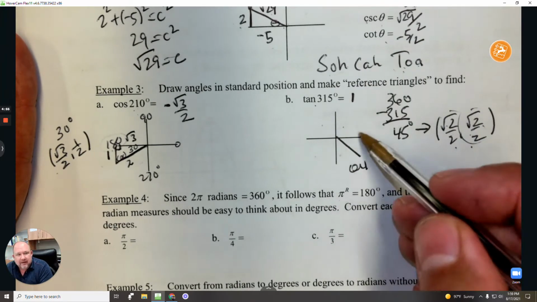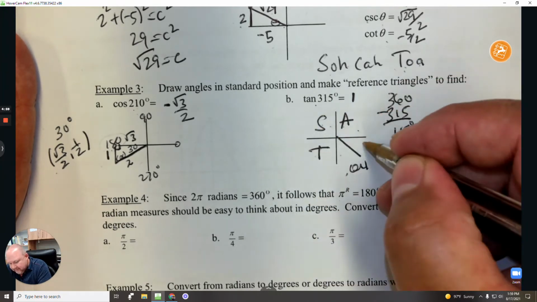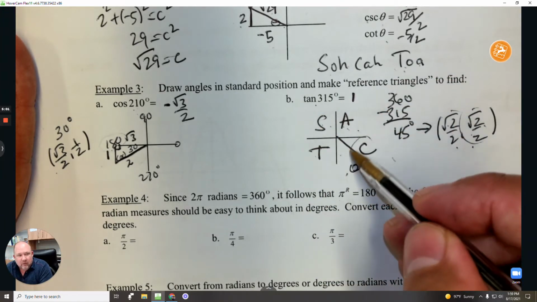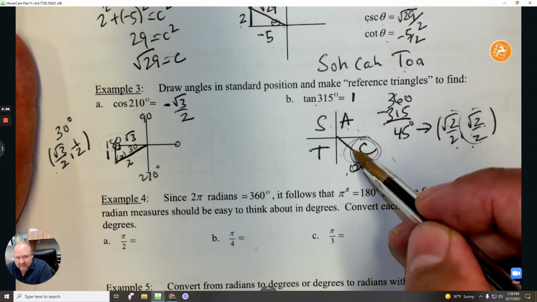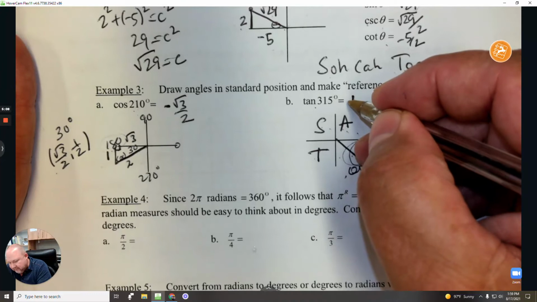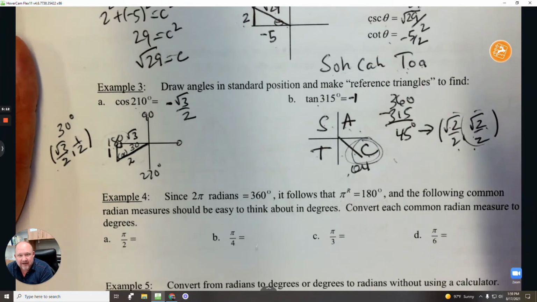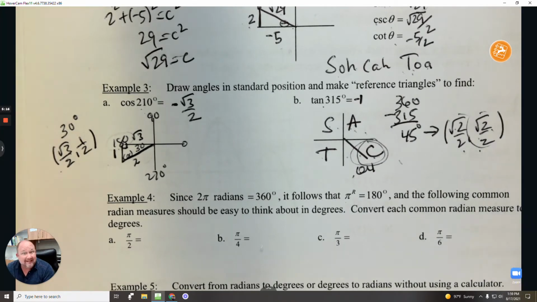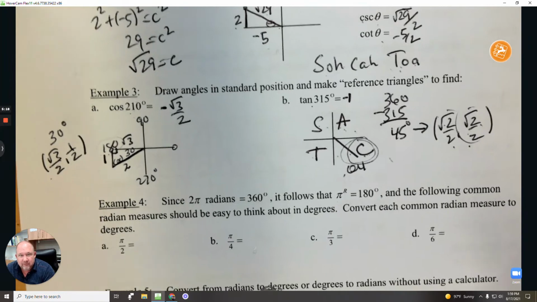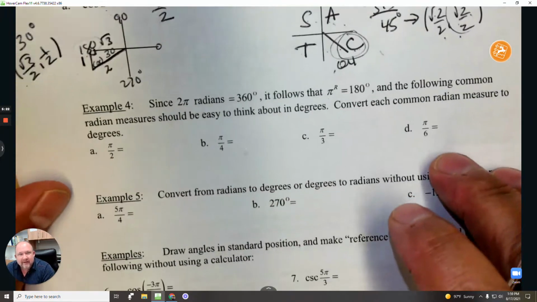But because we're in quadrant 4, if you remember this, All Students Take Calculus, in quadrant number 4, only cosine is positive. So tangent is negative there. So the value of tangent at 315 is -1. I know it's been a long time, right? I don't want to spend forever on old trigonometry. We need to get to calculus, but it's good to be able to hopefully get that part of the brain going. Example number 4.